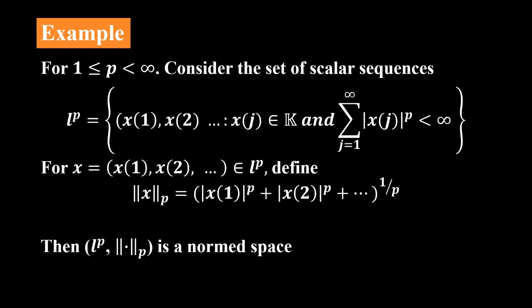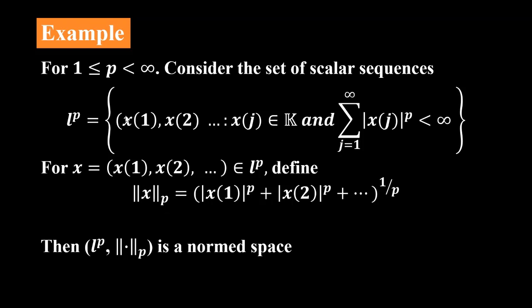So we can easily verify that this l^p together with the norm defined like this is a normed space. It will satisfy all the conditions of a normed space. It is clear that the norm is always greater than or equal to 0. If norm p of x is equal to 0, that means |x(1)|^p + |x(2)|^p + etc. is equal to 0. That means all x(j) are 0. So that is the second condition, and the third condition is the triangle inequality.